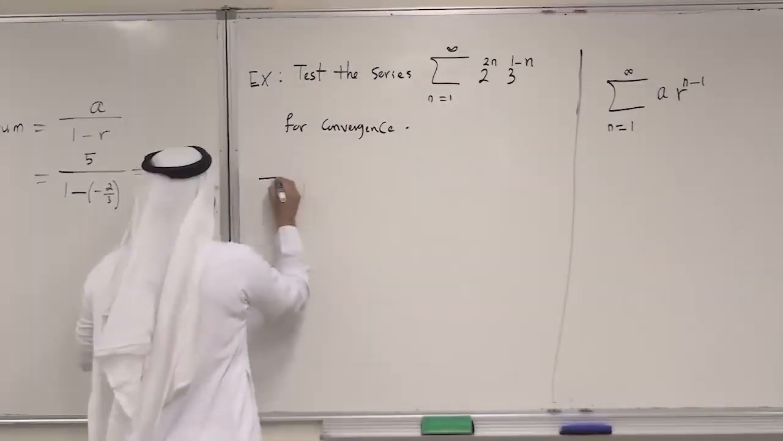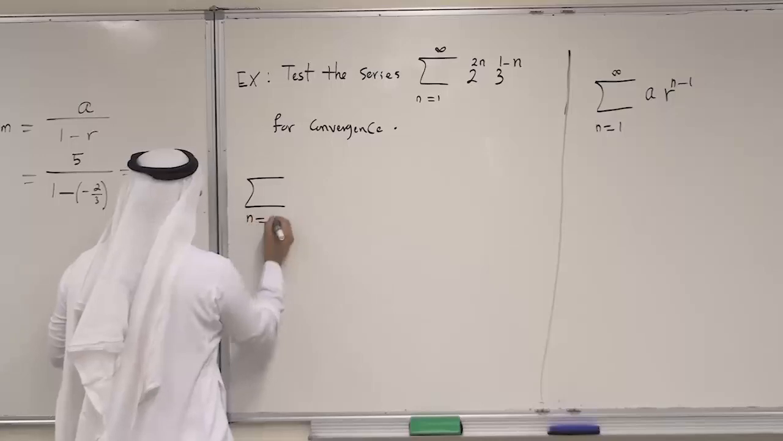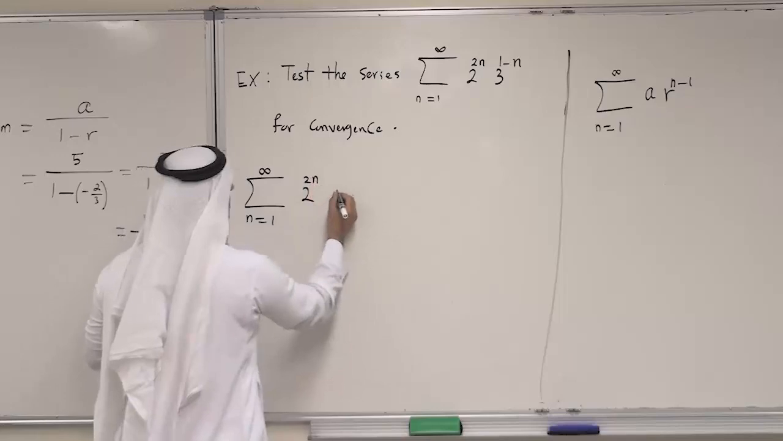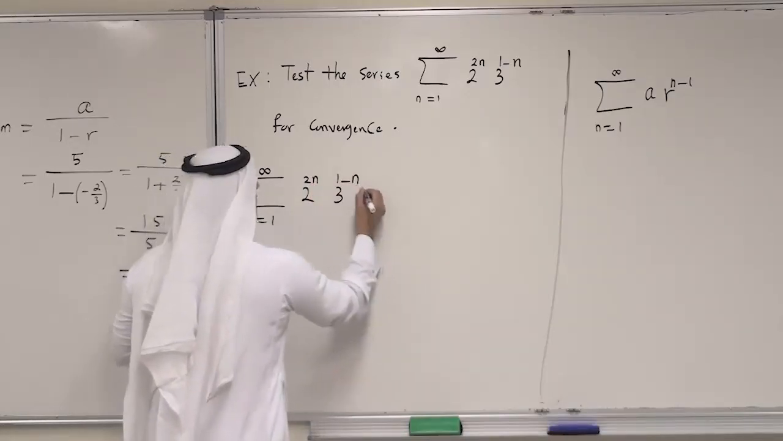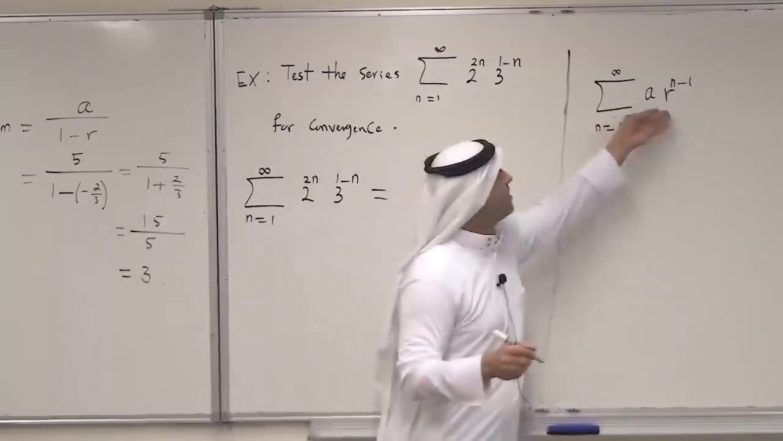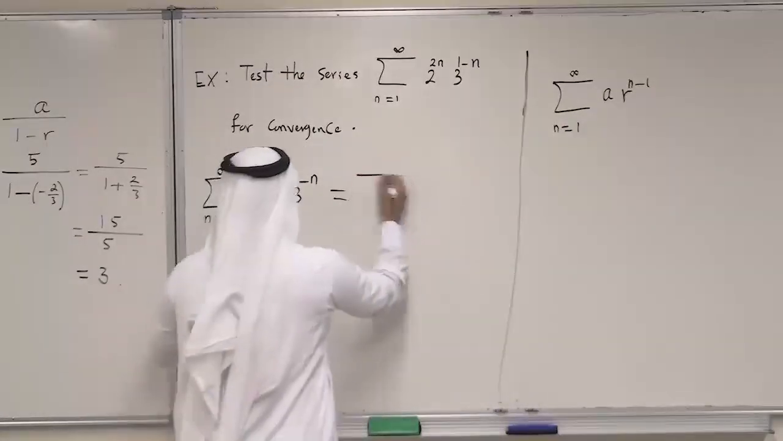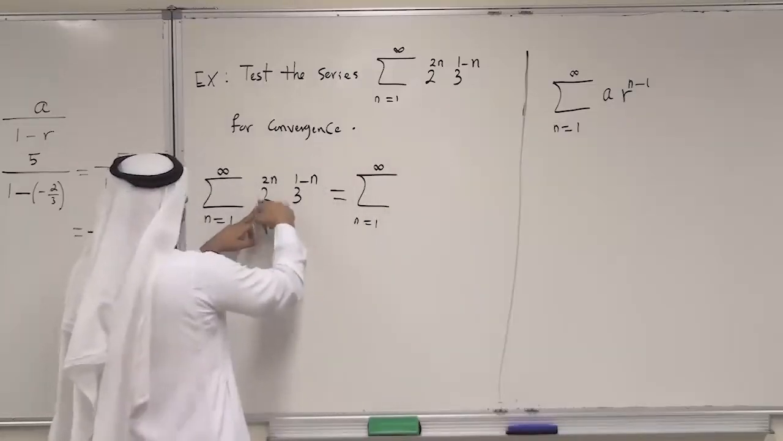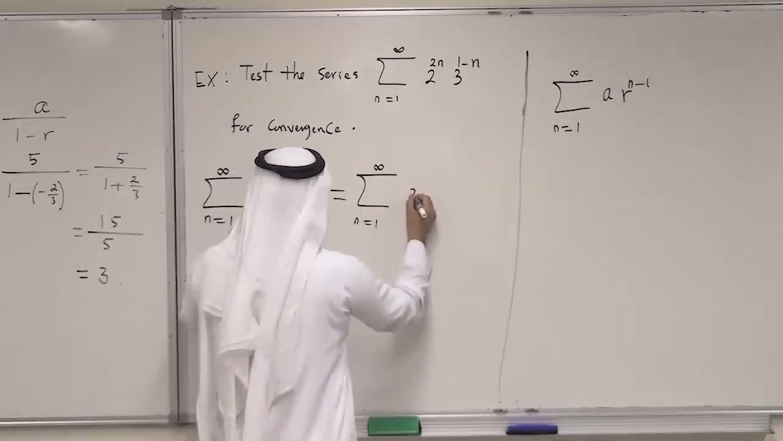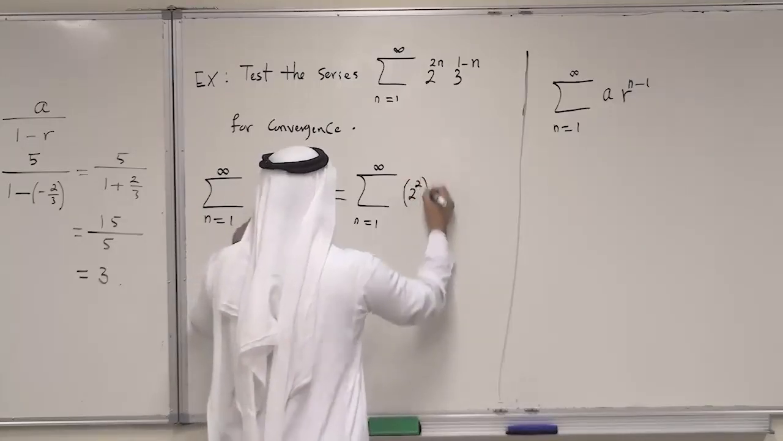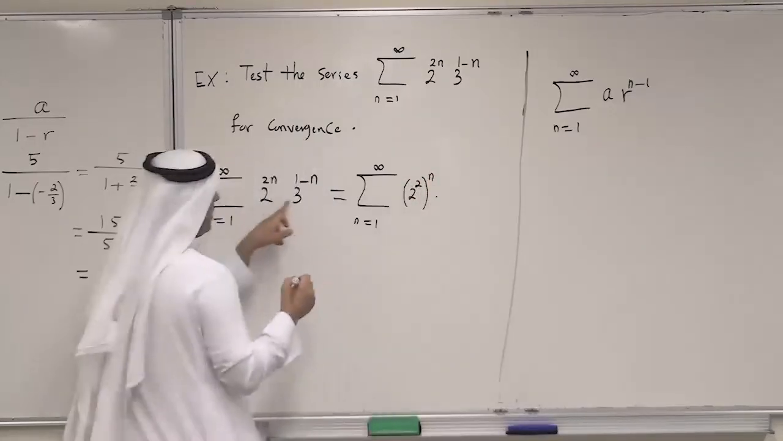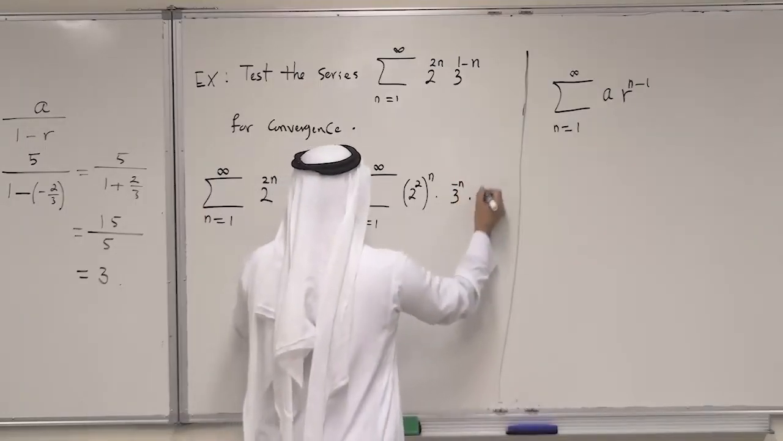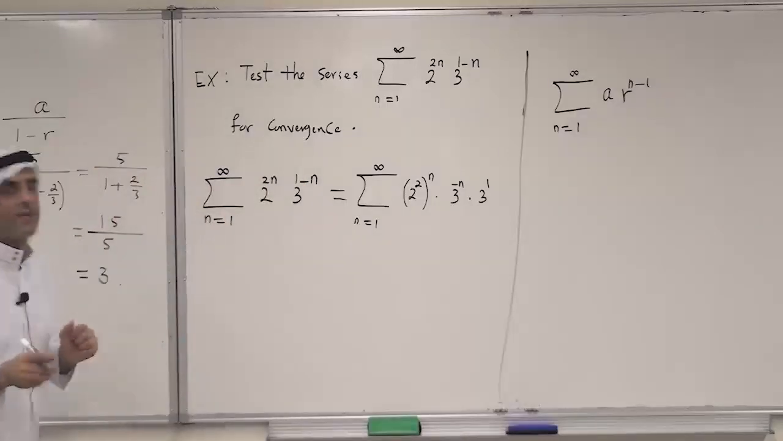We have the series given as the sum from n equal to 1 up to infinity of 2 to the power 2n times 3 to the power 1 minus n. I'm trying to rewrite it in standard form. So I will rewrite it this way: n equal to 1 up to infinity. I will take this as 2 to the power 2 all to the power n, so it is 2 squared all to the power n. That's one thing. Times, I will write this one as 3 to the power minus n times 3 to the power 1. I'm just using the properties of exponents.